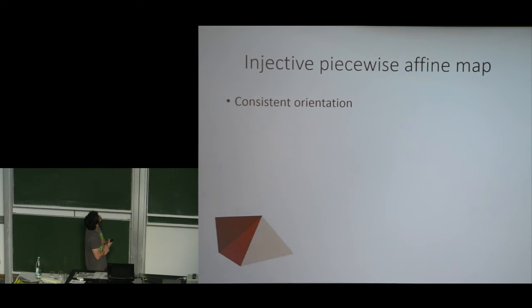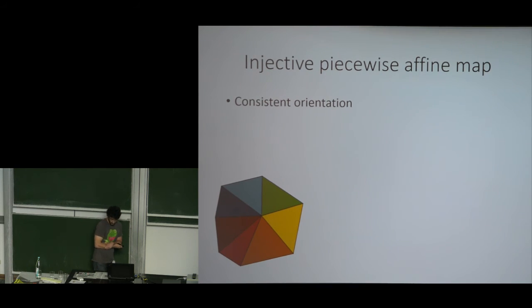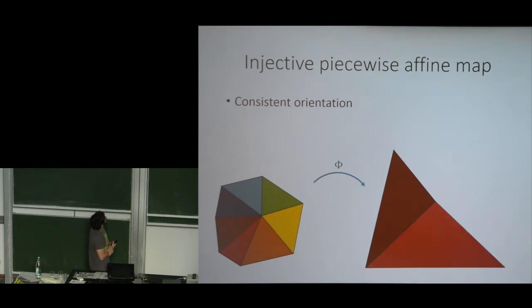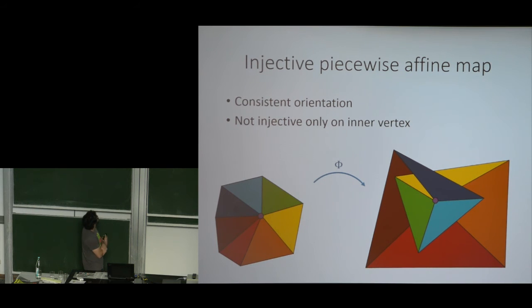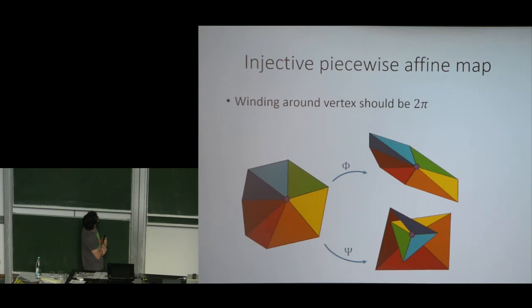I can show you a very simple example. So imagine we take this one ring of triangles, and now I map it thusly. So clearly, all the triangles in this example maintain their orientation, none are flipped, but still this mapping is not injective, exactly at the center vertex. So what can we say about this? How can we prevent this type of non-injective mapping from happening?